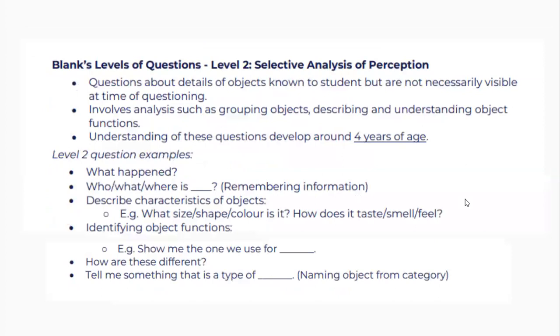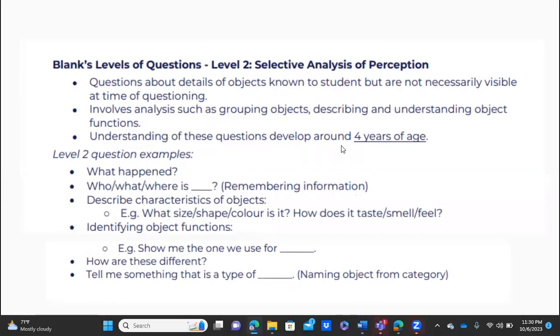When we're talking about level 2, this is selective analysis of perception. These are questions about details of objects known to the student, but not necessarily visible. It involves grouping objects, describing and understanding particular functions. These develop around age 4. So again, even our students who may be struggling or those that might not be performing at grade level, they should be able to do some of these with some support.